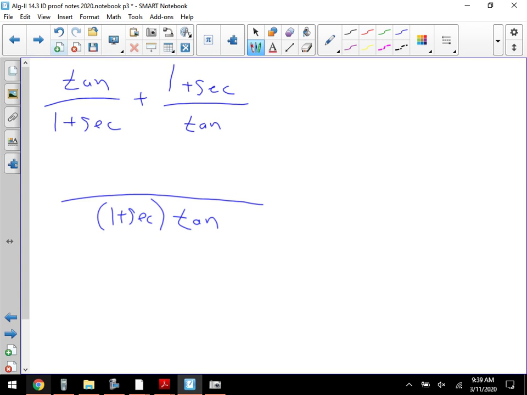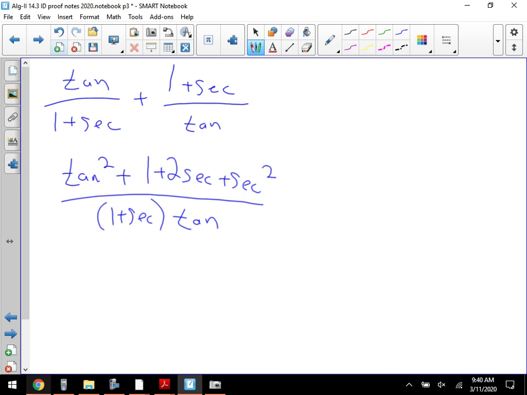for the common. Fraction on the left needs a tangent. Fraction on the right, I have to FOIL it. When I FOIL it, I get 1 plus 2 secant plus secant squared. At this point, you'll start to see that those tangents and secants don't mix, but I know that tangent squared can be rewritten in terms of secant squared. Tangent squared is secant squared minus 1.